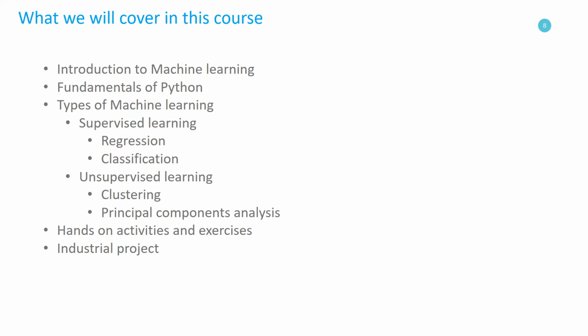Then we'll try to understand the different types of machine learning techniques that are available: supervised learning techniques and unsupervised learning techniques. In supervised learning, we'll go through regression techniques, mostly linear regression, decision trees, random forests, neural networks, etc. And then we can also look at classification using decision trees, support vector machines, random forests, boosting techniques, etc. We can also cover unsupervised learning techniques like clustering and principal components analysis. We'll do a lot of hands-on activities and exercises, and at the end of the course we'll have an industrial project which will help you apply all the learnings that you have achieved in this course to a real situation.